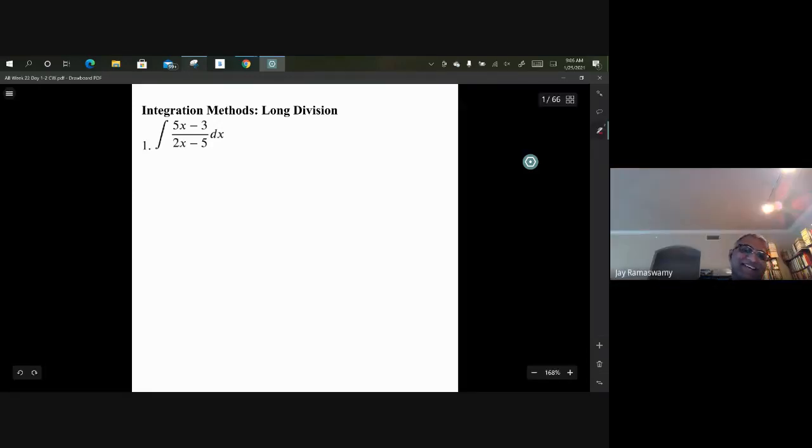Okay, so the first method is something called long division. So here's when you use long division. Write these notes down. When the power on the numerator, so you have a polynomial on top and a polynomial at the bottom, is greater than or equal to the power in the denominator, and both are polynomial functions.